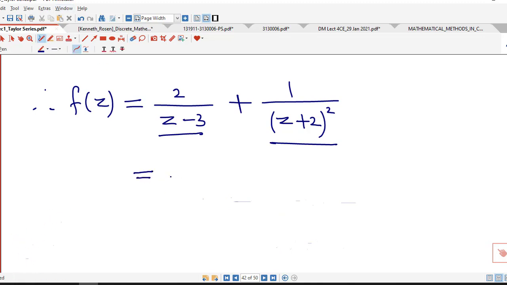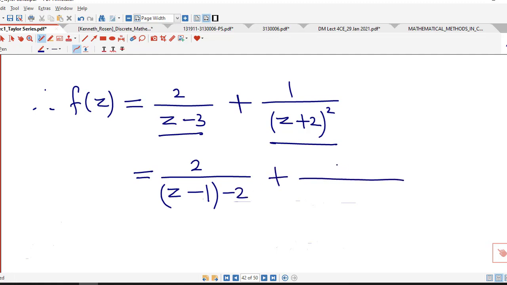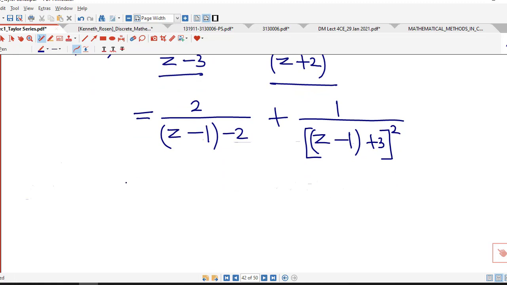So here first I write this minus 3 as z minus 1 minus 2, and here I write this 2 as z minus 1 plus 3. Because I require Taylor series in powers of z minus 1. So here you can see minus 3 is rewritten as minus 1 minus 2 and 2 is rewritten as 3 minus 1. Now we want to use the Maclaurin series expansion of 1 over 1 minus z.